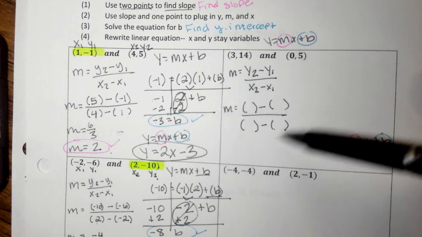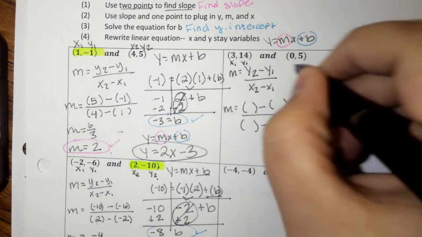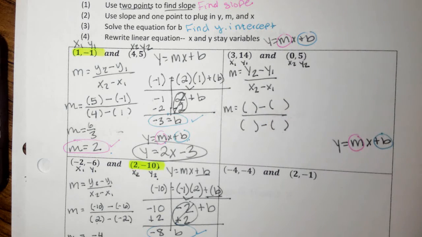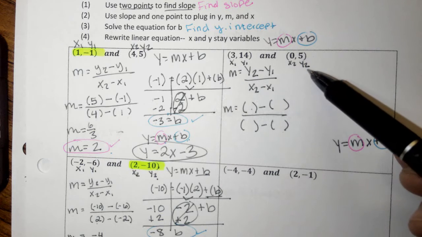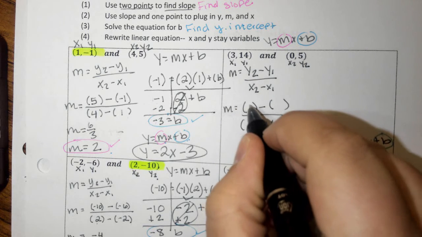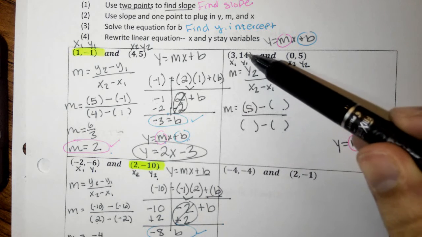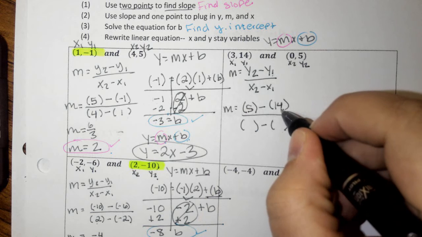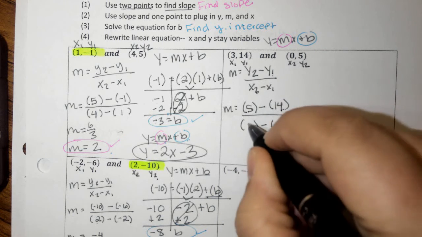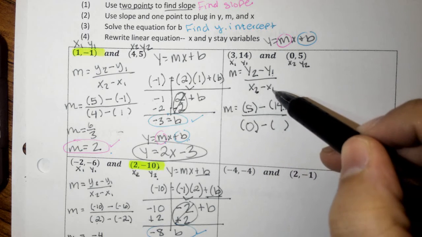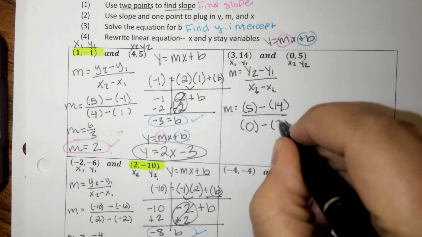Before I get started filling numbers in here, I should label my ordered pairs. Call that x1 and y1, x2 and y2. So this bubble is in place of y2, and y2 is 5. This bubble is in place of y1, and y1 is 14. This bubble is in place of x2, and x2 is 0. This bubble is in place of x1, and x1 is 3.